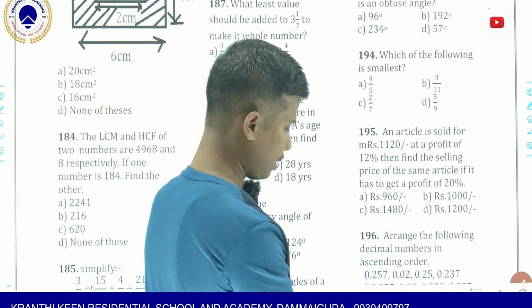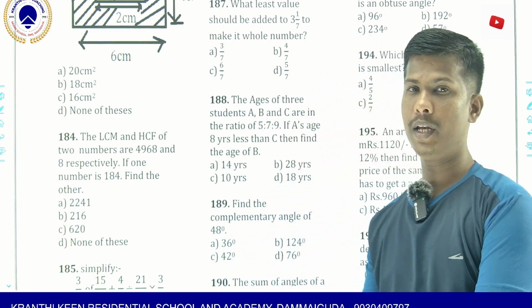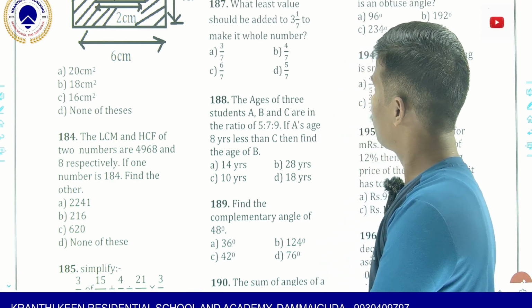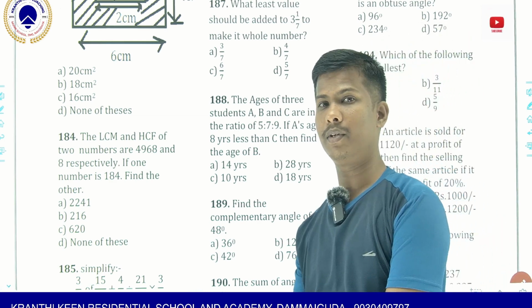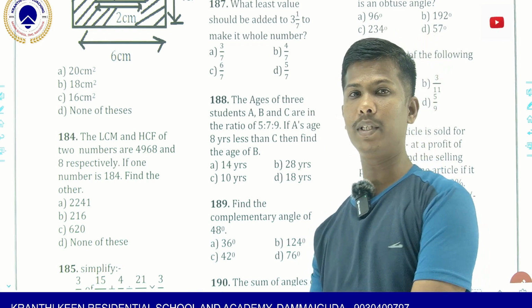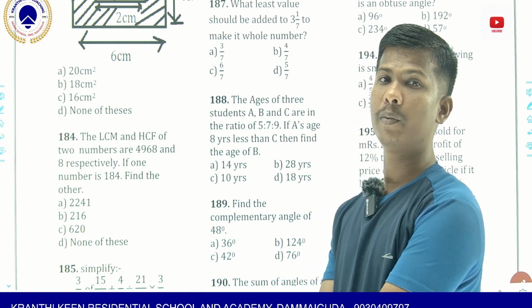Question number 187 is this question. We need not solve it using pen and paper. Solve it directly. What least value should be added to 3 1 by 7? That means you have to add some number to 3 1 by 7 to make it a whole number. To make it a whole number.